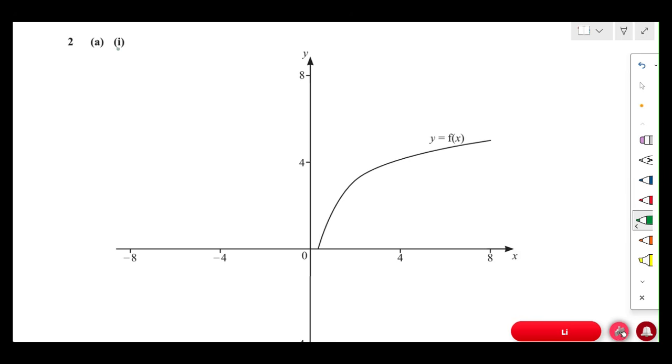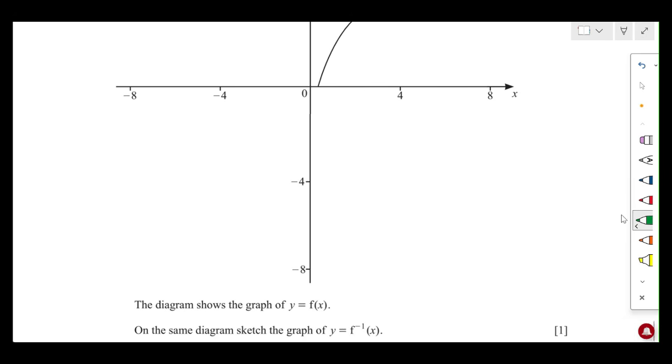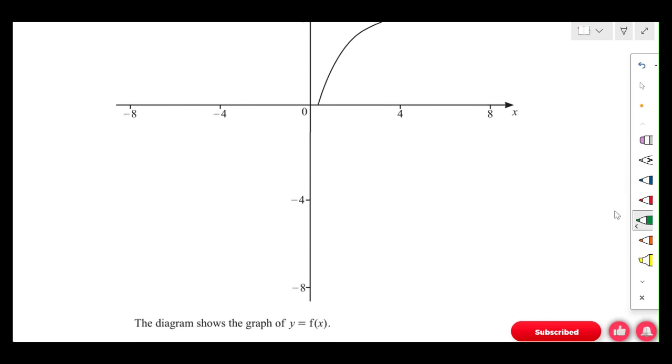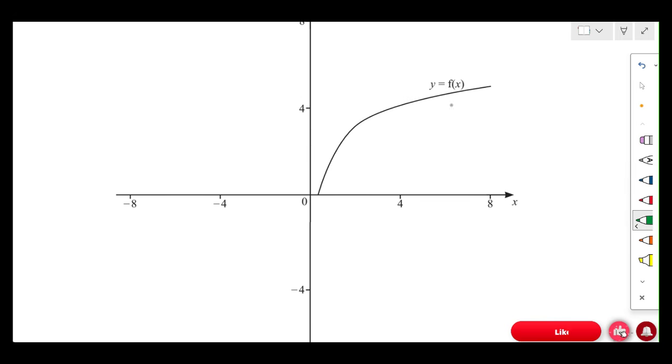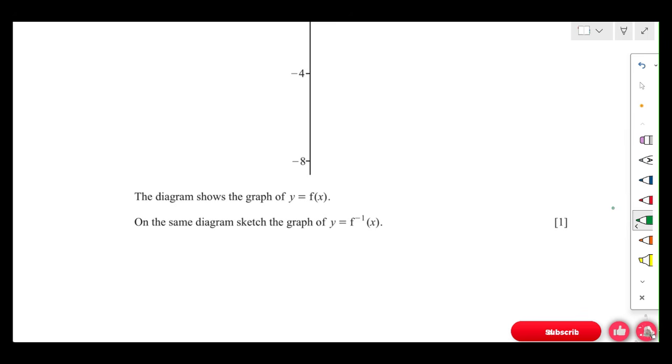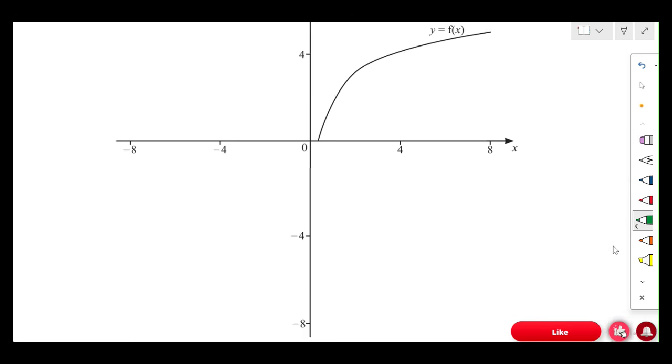Now for question number 2, part A, number 1, the diagram shows the graph of y equals f of x. So look at this graph. This is y equals f of x. On the same diagram, sketch the graph of y equals f inverse of x. It's a 1-mark question. Just sketch the graph of f inverse of x.